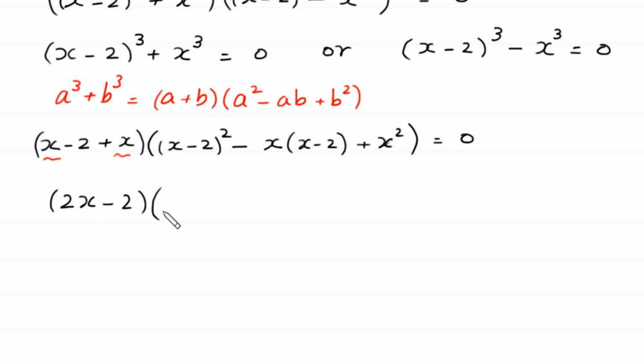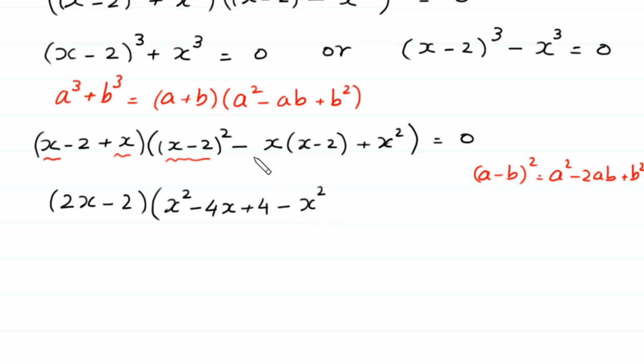Now according to the algebraic identity, (a minus b) squared is equal to a squared minus 2ab plus b squared. This (x - 2)^2 can be written as x^2 minus 4x plus 4, and this minus x times x is minus x^2, and this minus x times minus 2 is plus 2x, and in the last this plus x^2 equals 0.